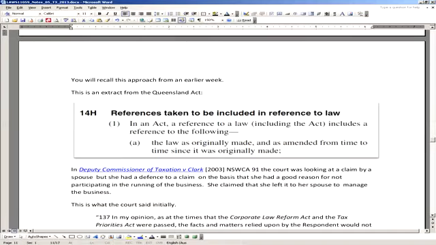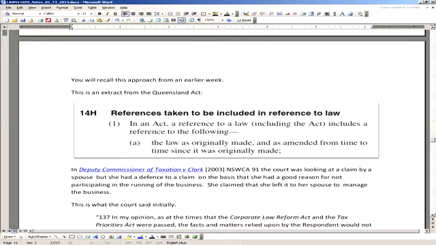Significantly, in Queensland, we have section 14(H), which says, in an act, a reference to a law includes a reference to the law as originally made and as it is amended from time to time since it was originally made.